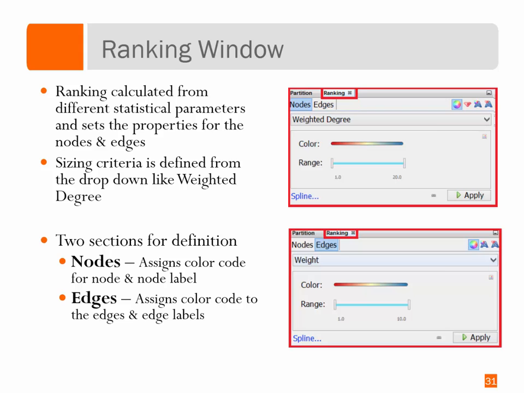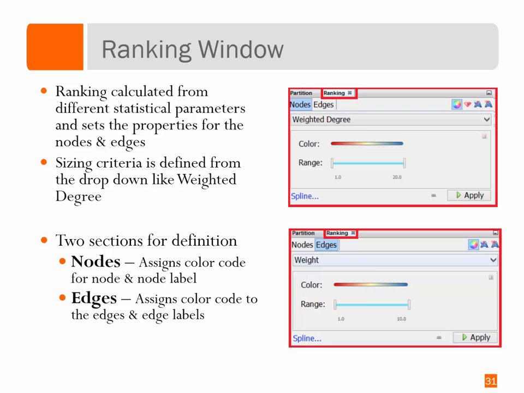So in the ranking window, we've just moved to the right of the partition. Our ranking can be calculated from different statistical parameters. We set the properties for the nodes and the edges. On the top right-hand side of the screen, you'll see we're setting it for nodes. And then if you move down to the bottom right-hand side of the screen, we're setting it for edges. The sizing criteria is defined from the drop-down.